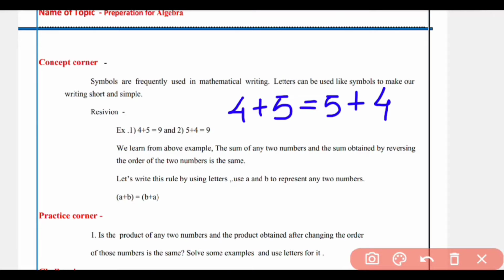So we can write this rule by using letters. We will use A and B to represent any two numbers. So in place of 4 and 5, we can use A and B. Not only 4 and 5, A and B can represent any two numbers. So from this example, we can represent the rule by using A and B like this: A plus B is equal to B plus A. That means after interchanging the numbers, the value will not change. It is the same.